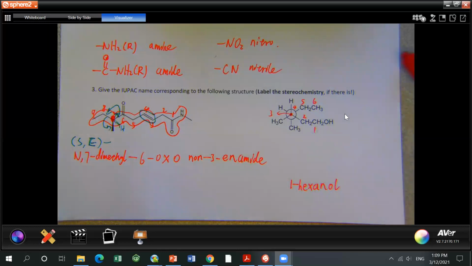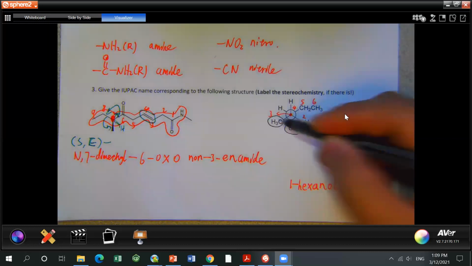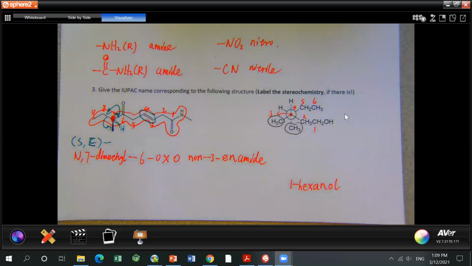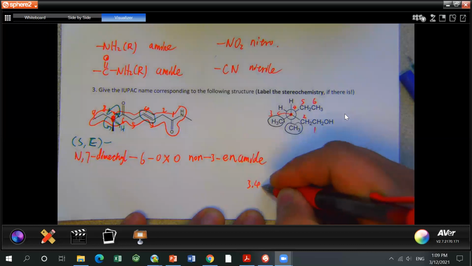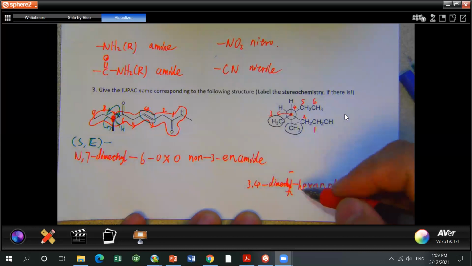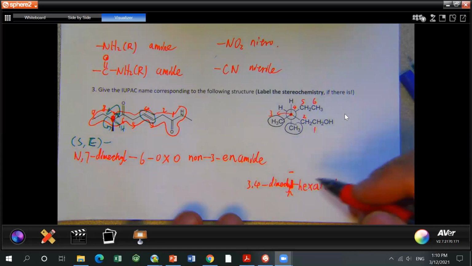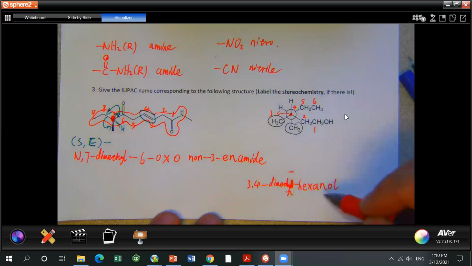Okay, and then next, there are 2 methyl groups as substituents on the main carbon chain, so one is on the 3rd carbon, one on the 4th carbon. Then we need to put them before the parent name. That's 3,4-dimethyl. There's a hyphen between them and the 1. So 3,4-dimethyl-hyphen-1-hexenol.